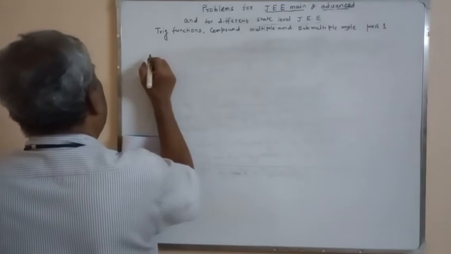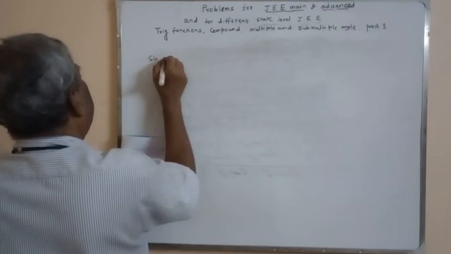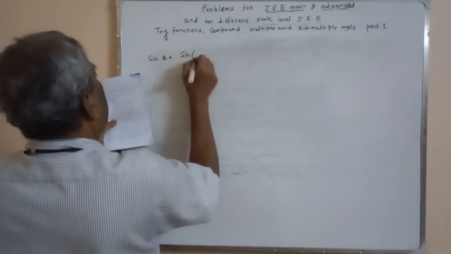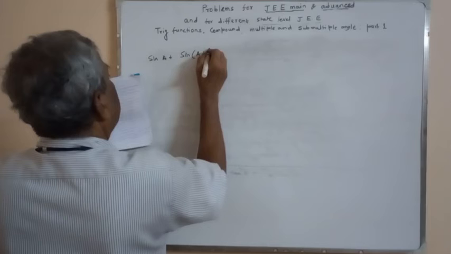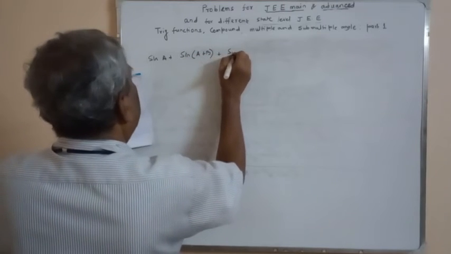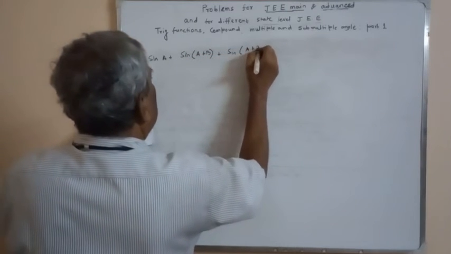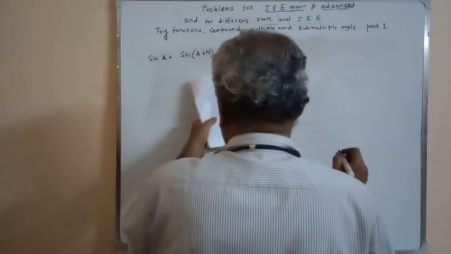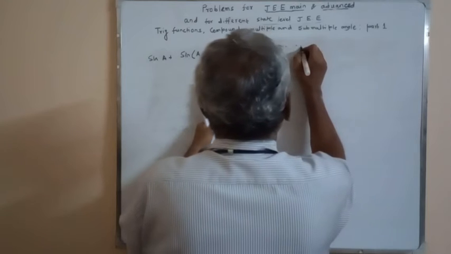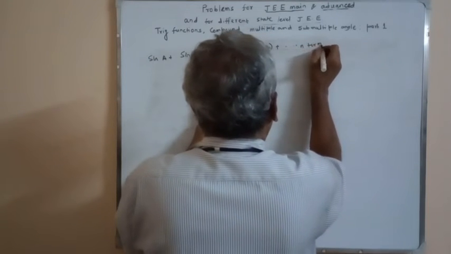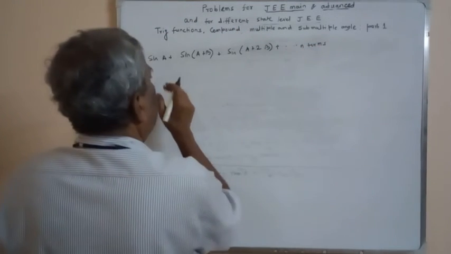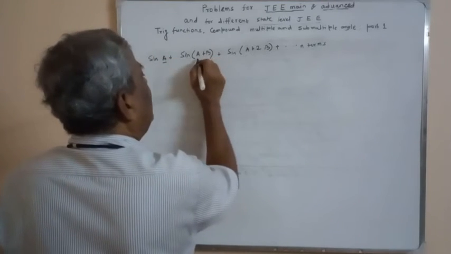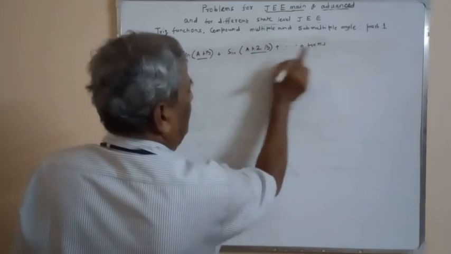First one is sine A plus sine of A plus B plus sine of A plus 2B up to n terms. It is actually, you see, all are sum of sine functions, and angles are increased by B every time.